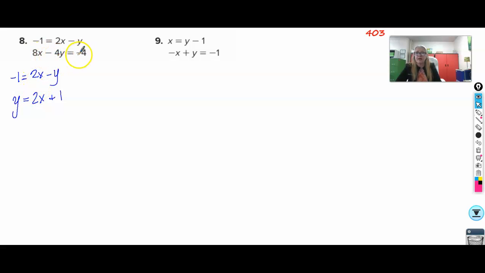All right, now in this equation, I am substituting for y this time. I have 2x plus 1 that I'm going to put in for this y. So let me switch colors so you can tell I'm switching problems. That gives me 8x minus 4, and now I'm substituting for y, 2x plus 1 equals negative 4. Okay. I'm going to distribute.